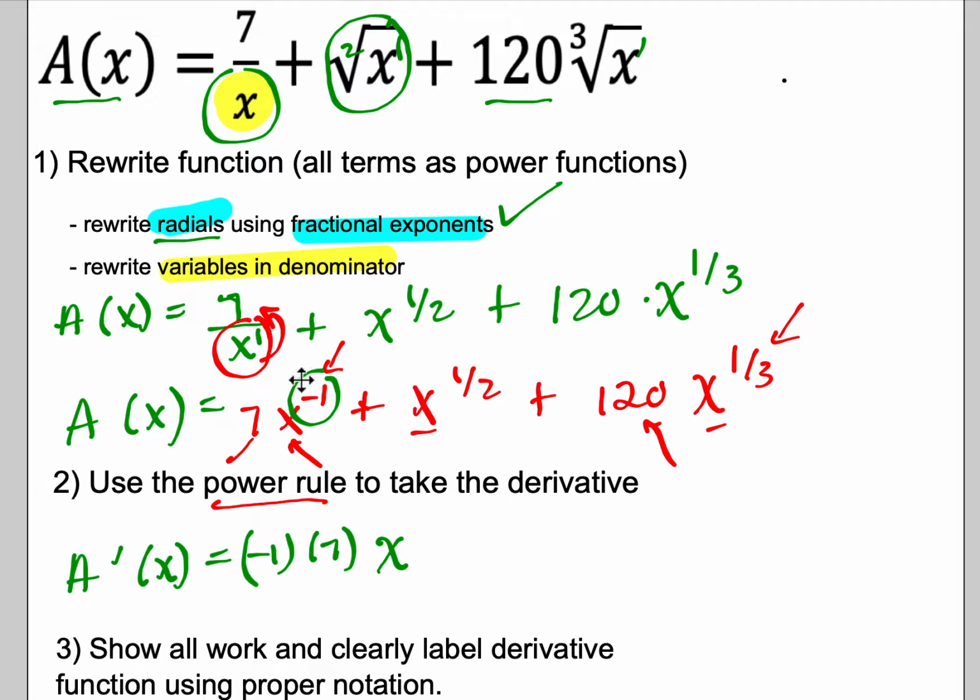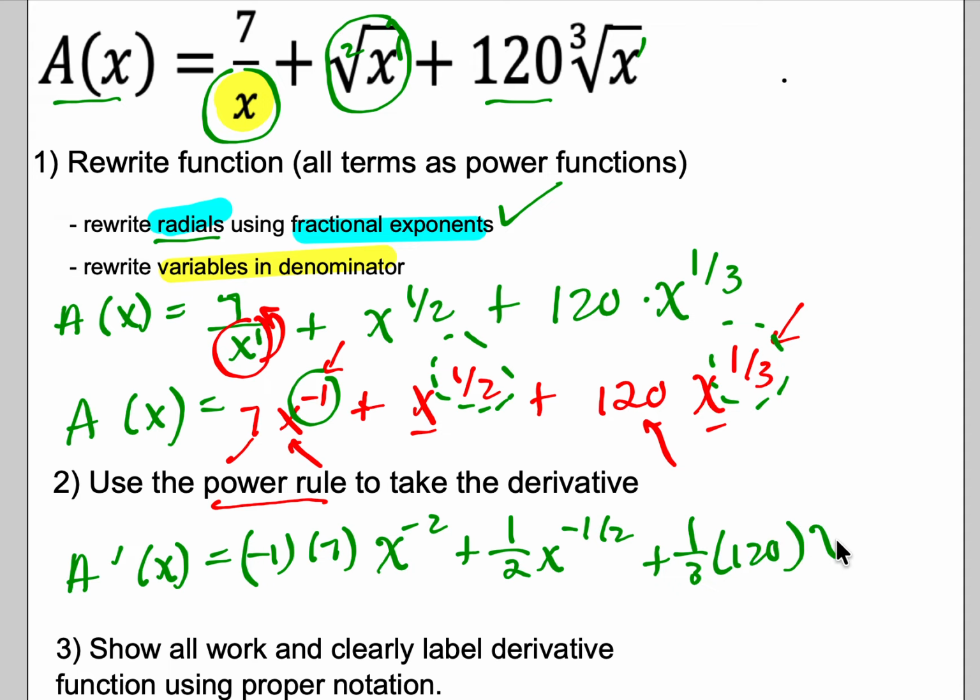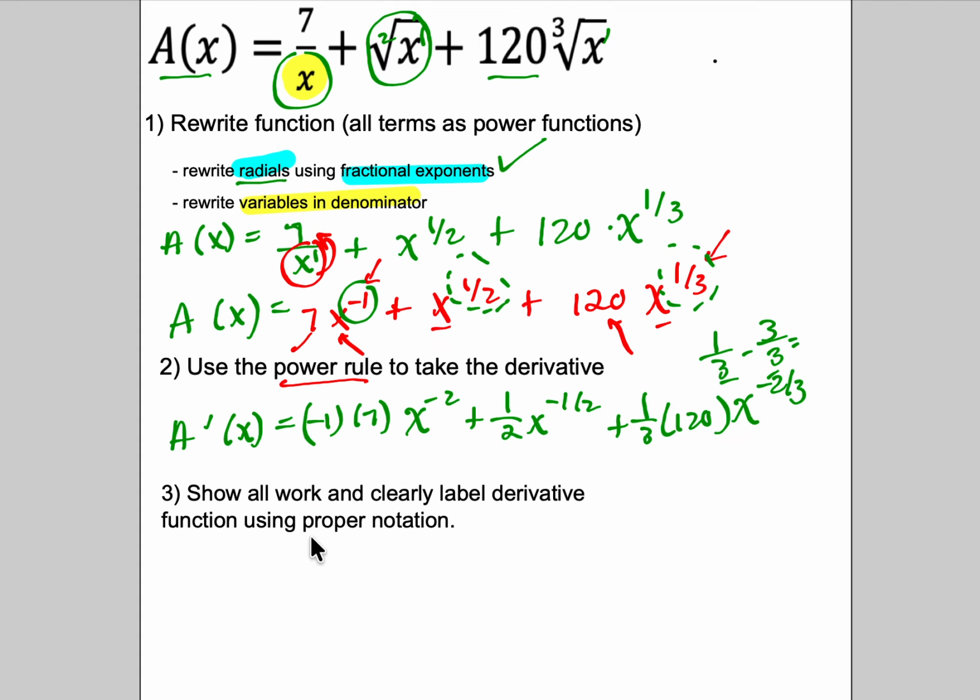And now I'm going to subtract 1 from the exponent. -1 minus 1 is -2. Plus, I'm going to take my exponent, I'm going to bring it down, 1/2 x. I subtract 1 from 1/2, that gives me -1/2. Plus, I'm going to take that exponent, bring it down, 1/3 times 120x, and then I'm going to subtract 1 from 1/3. That's 1/3 minus 3/3, right? I need to have a common denominator, so this becomes -2/3.